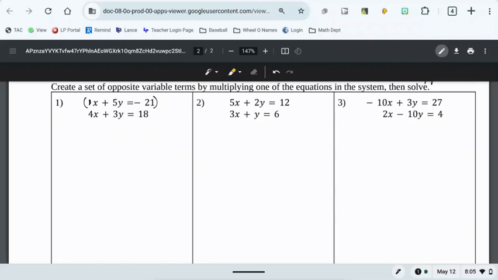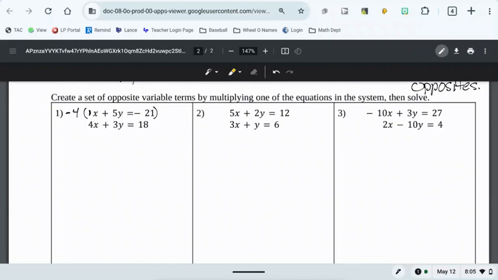Now, what do we have to multiply +1 by to make it the opposite of 4, which is a -4? And I know I'm kind of speaking to myself here because this is a video, but the answer is -4. So if we distribute, well, now we have to distribute into the entire equation. -4 times 1x is -4x. -4 times 5 is -20y. And -4 times -21 is +84. So we just manipulated the top equation to create an opposite set of variable terms with our x variable.